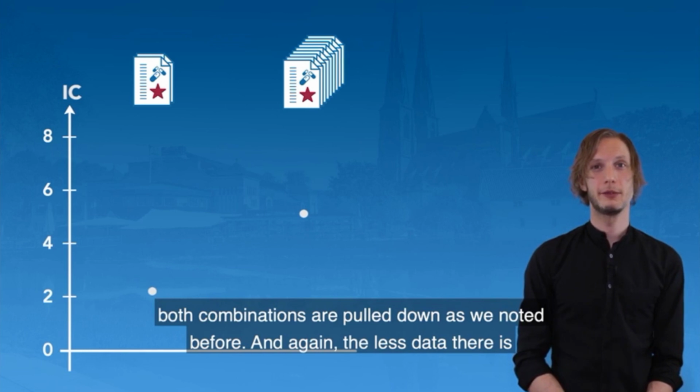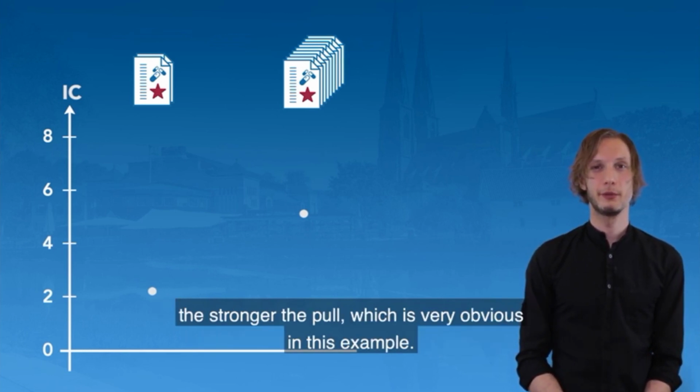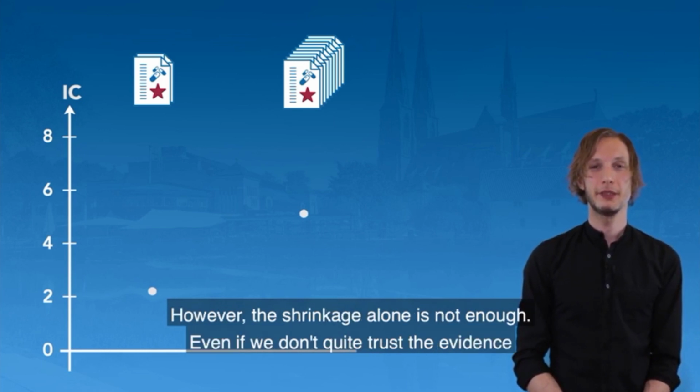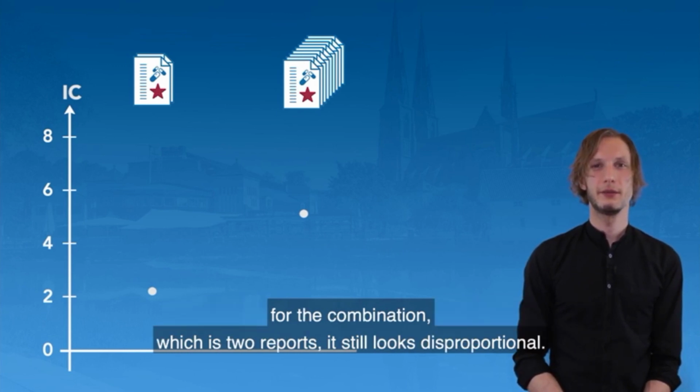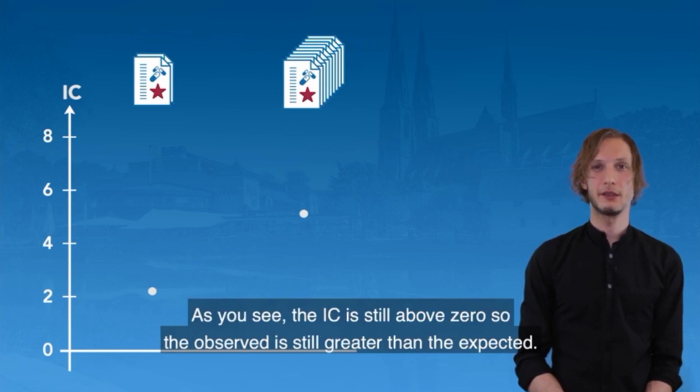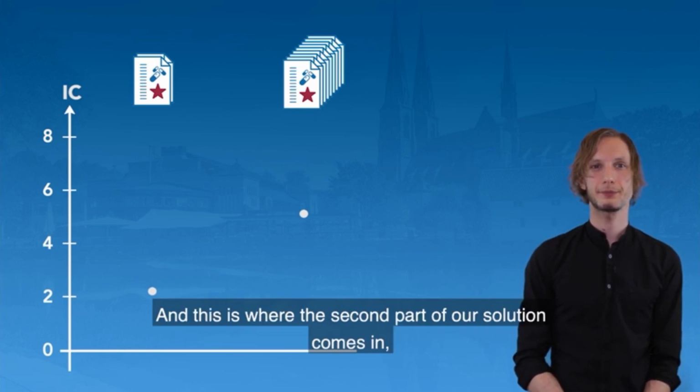combinations are pulled down, as we noted before. And again, the less data there is, the stronger the pull, which is very obvious in this example. However, the shrinkage alone is not enough. Even if we don't quite trust the evidence for the combination with just 2 reports, it still looks disproportional. As you see, the IC is still above 0, so the observed is still greater than the expected.